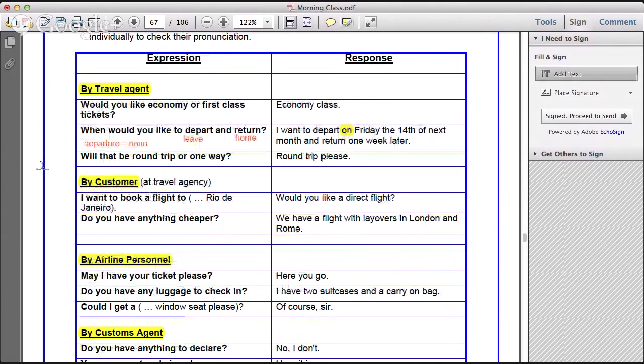Our next one here, Osama, let me have you read this one, please. Will that be a round trip or one way? Round trip, please. Okay, all right. So what's the difference, Osama, between round trip and one way? Round trip, you go and come back to your country. One way, you're going to be there, stay there, for example. You just go there and you don't have a ticket to bring you back to where you came from. Yes. Okay, it's just one way.